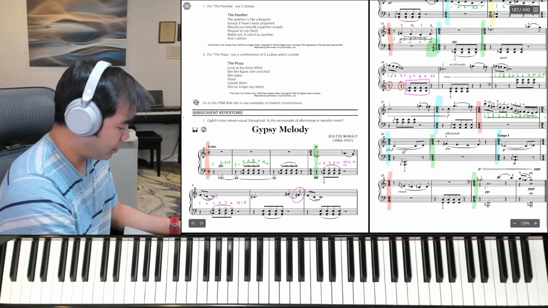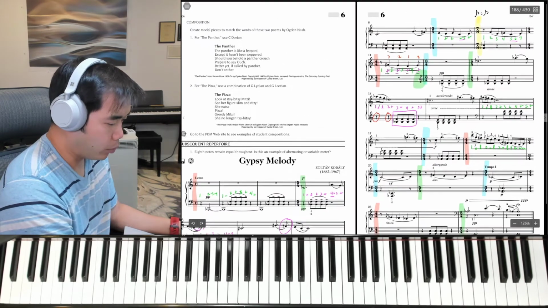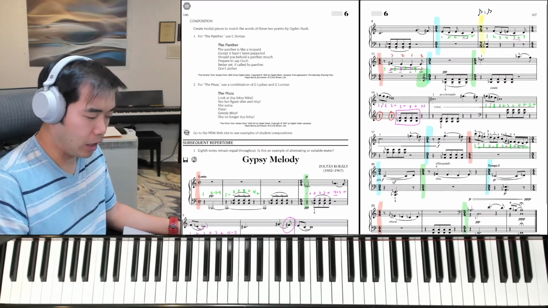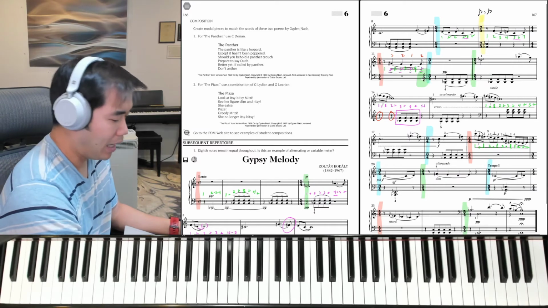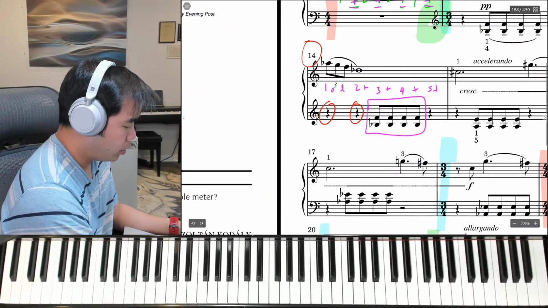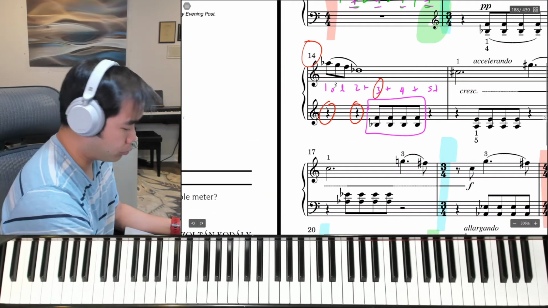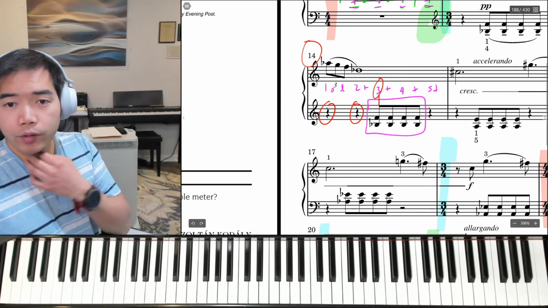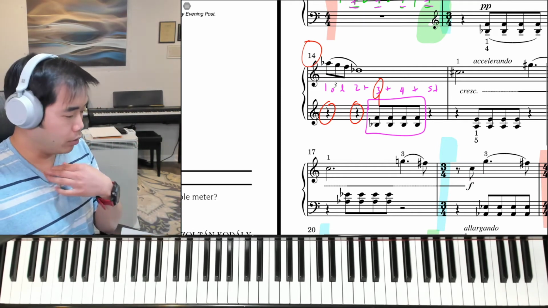So up until now, the left hand's been playing that motif on the second beat. It's always coming on the second beat. But now on bar 14, it comes on beat 3. So this is really important. Okay, because if you don't pay attention to it, you'll miss it.